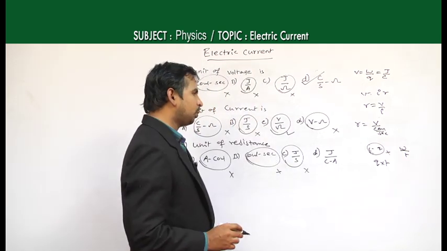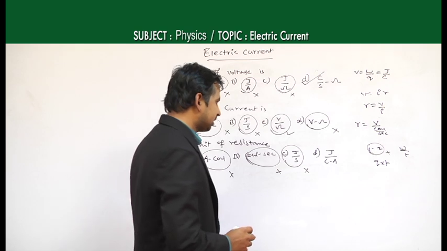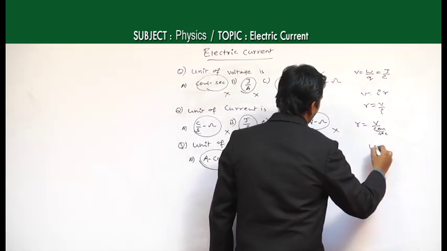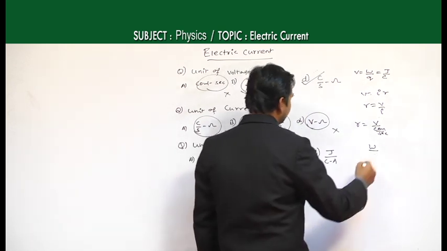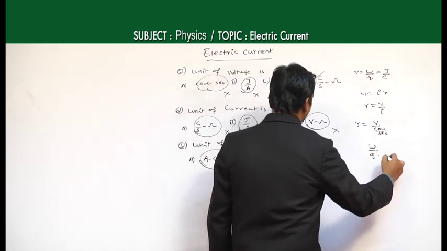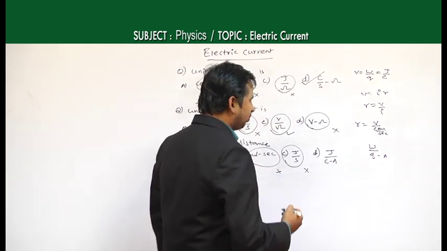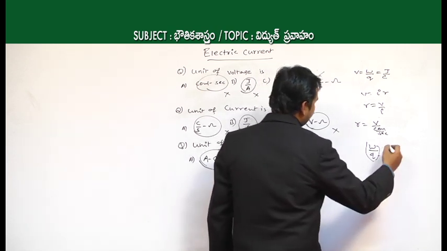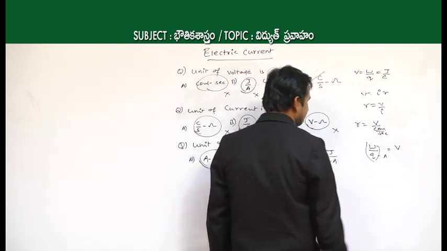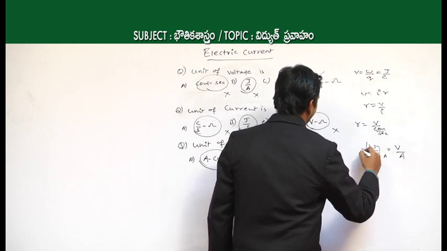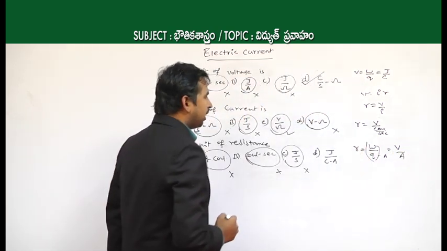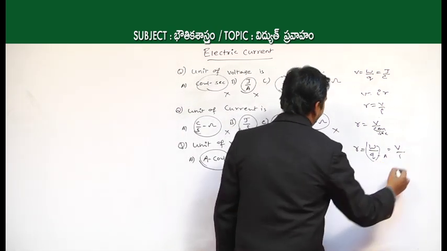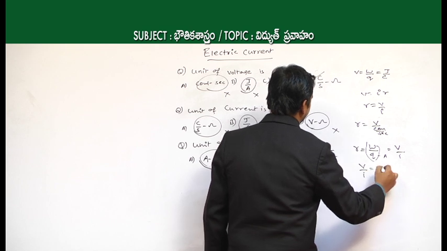Now, when we come to option D, joule per coulomb ampere, joule is work done, coulomb is Q, and ampere is current. W by Q is nothing but voltage. Then we can write W by Q as V, and V by A gives you R. A is nothing but I, so V by I is equal to R.